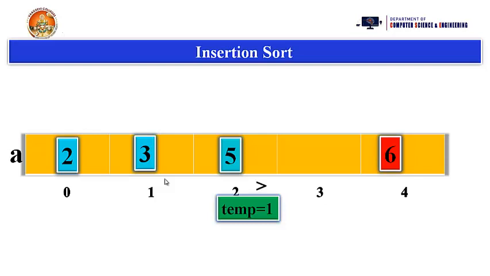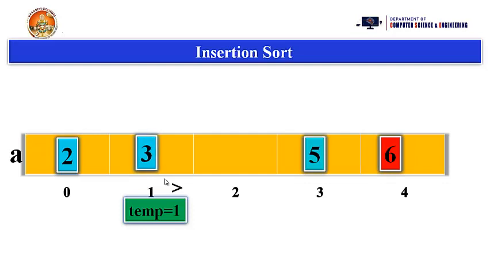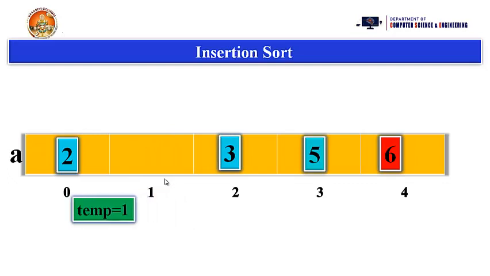What is the relationship between these two? 5 is greater. Again we need to shift the value, so shift the 5 to the third index position. Then again we move to the previous index positions and compare the temporary value with the first index position. The relationship between these two is that 3 is greater. Again we need to swap the values, which means I need to shift the 3 into the second index position. Then move to the previous index position and, using the temporary variable, compare the 0th location value with the temporary variable.